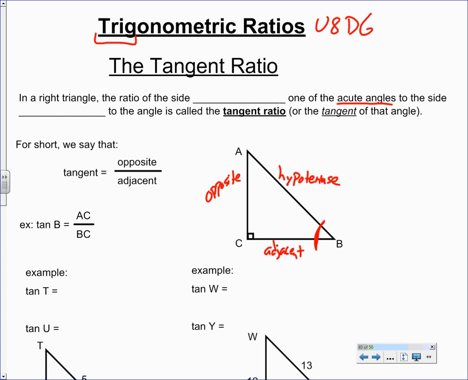So we can label all three sides in reference to an angle in the triangle, and this is how we form our trig ratio. So the ratio of the opposite side to the adjacent side, that's called the tangent ratio. For short, we just say that tangent equals opposite over adjacent. We can even abbreviate that, say tan equals OPP over ADJ, opposite over adjacent.